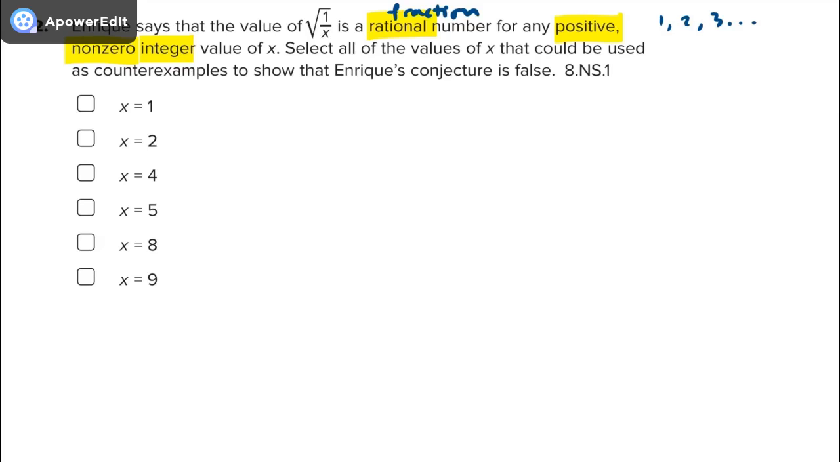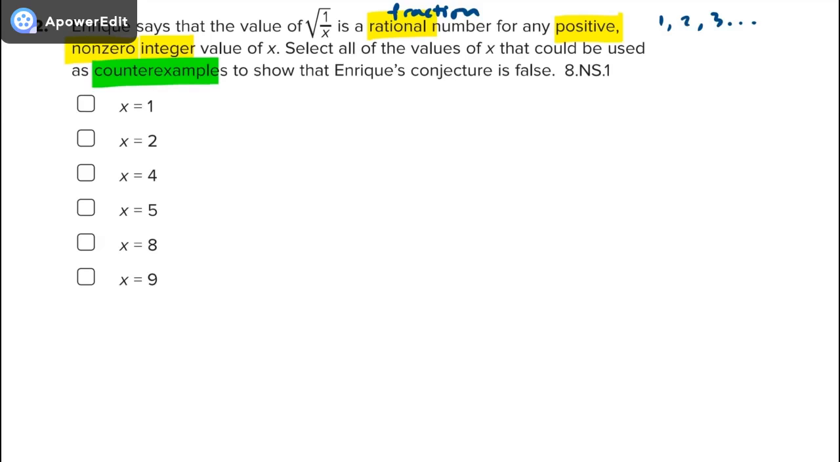Actually, no, they mean the natural number, because whole number includes 0 also. Okay, so any whole number, without 0. And select all the values of x that could be used as the counterexample. What is a counterexample? Okay. A counterexample is an example that proves someone wrong. So this means that his conjecture is not correct.